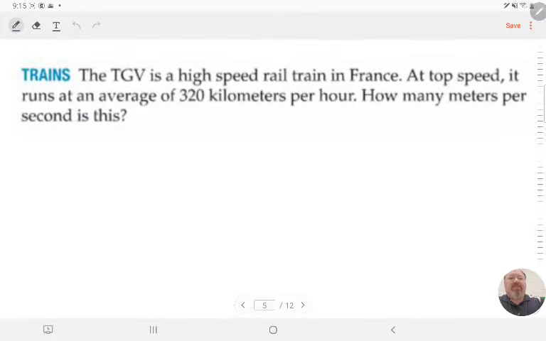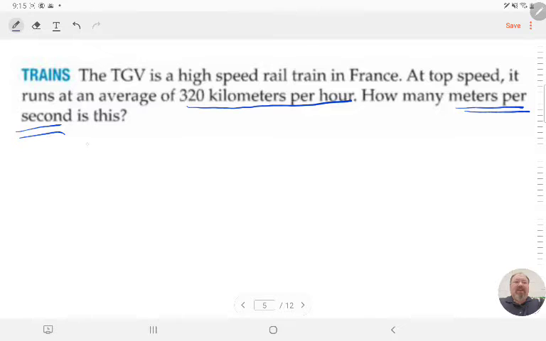All right, so let's try this one. It says, TGV is a high-speed rail train in France. At top speed, it runs at an average of 320 kilometers per hour. How many meters per second is this? So we know what we have, and we know what we need to get to, okay?